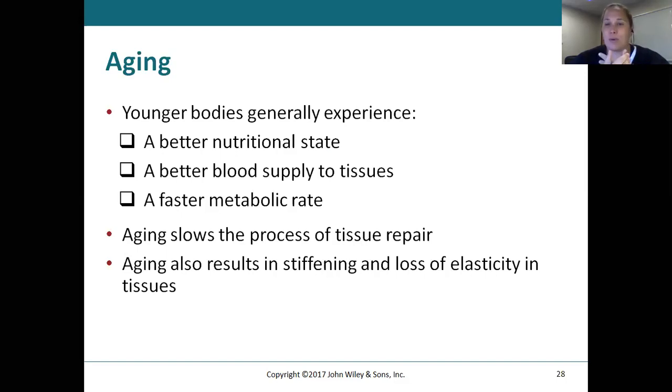And aging slows the process of tissue repair. All the immune system cells that are responsible for going out and finding these sites of damage are just not as, maybe, aware.